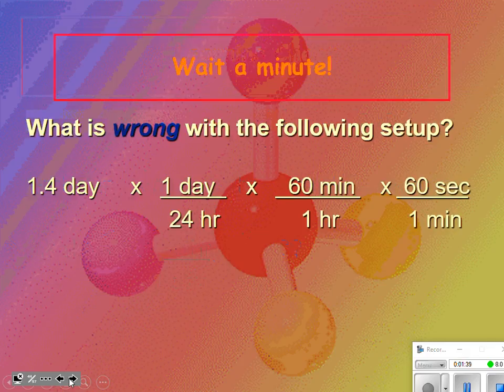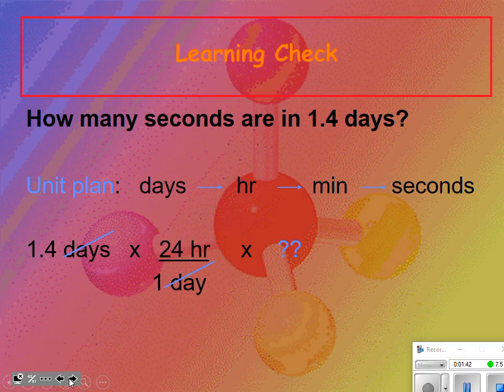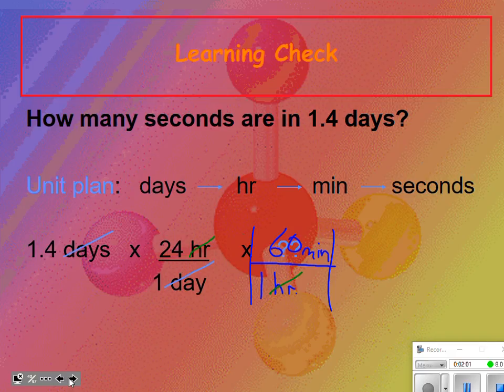Okay. Now, let me go back here. So, I'm going to agree with Jacob, and I'm going to say 60 minutes on top. My bottom of my conversion box is going to be 1 hour. So I get a cancellation of hours. Now, what's my final step going to be? I need another step because I've now converted this into minutes. Did I want minutes? I wanted seconds, right? So what goes on the top? What goes on the bottom?